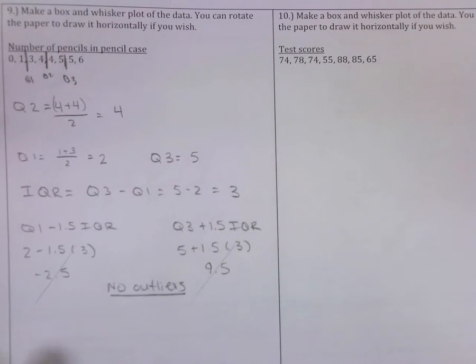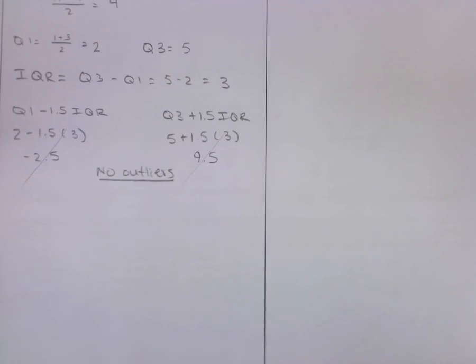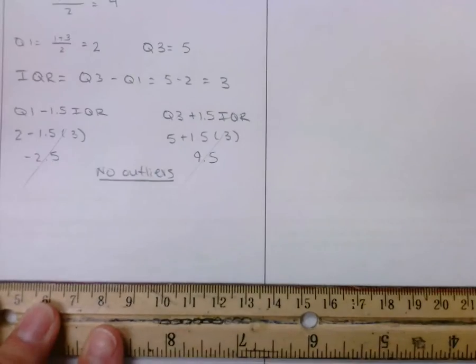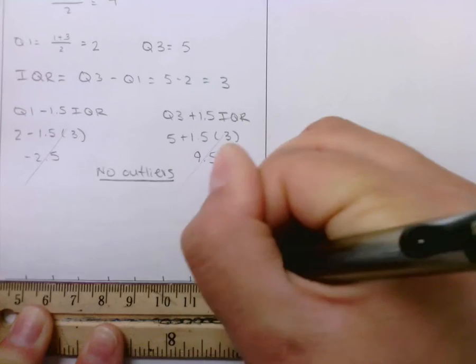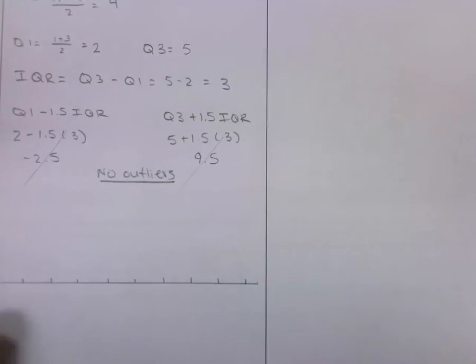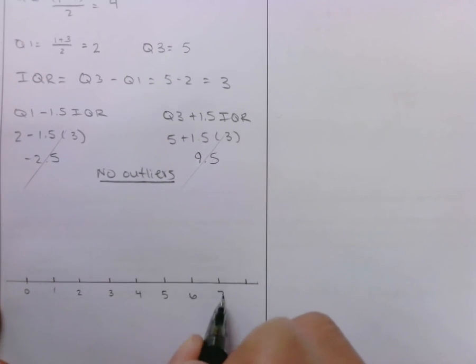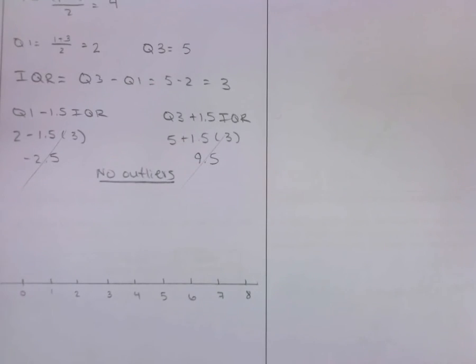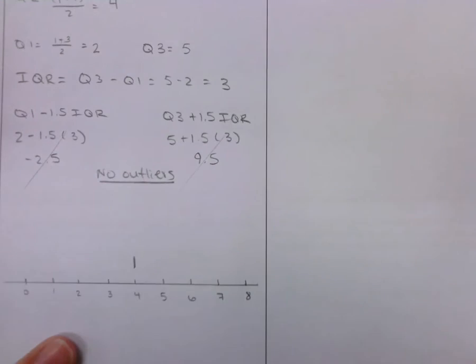So I'm just going to do a little mini box and whisker plot down here. I'm going to call this 0, 1, 2, 3, 4, 5, 6, 7, and then since I have an extra spot, I'm going to make that an 8. Because our quartile 2, or our median, is 4, I'm going to put a line here for 4. Quartile 3 was 5, put a line here for quartile 3. And quartile 1 is 2.